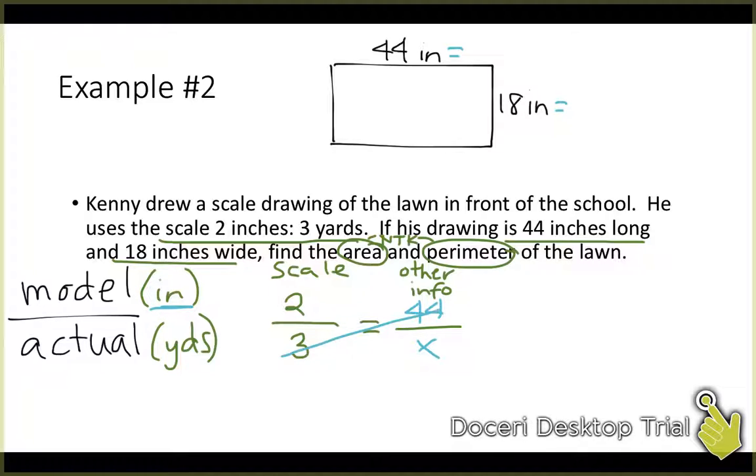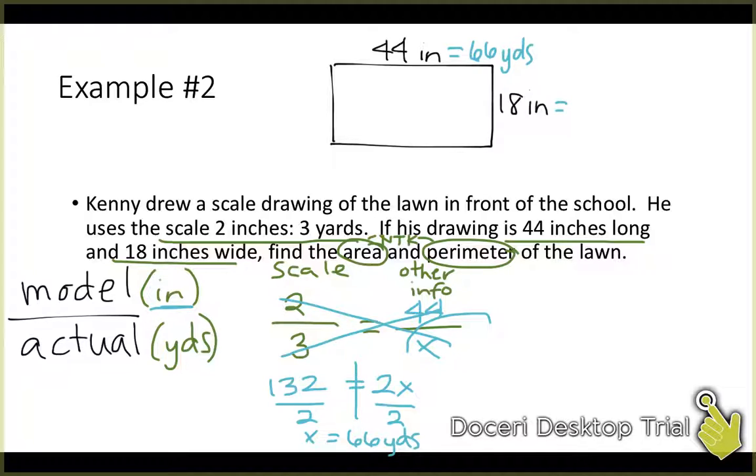So I do 3 times 44, which gets me 132, is equal to 2 times x, which gives me 2x. Now I have to divide each side by 2. And my answer here is x is equal to 66 yards. So the lawn is actually 66 yards long.